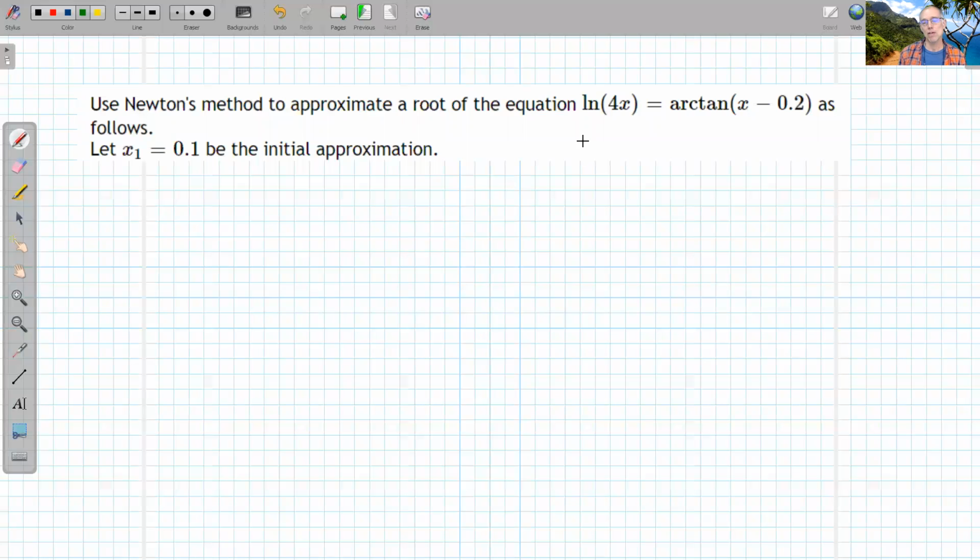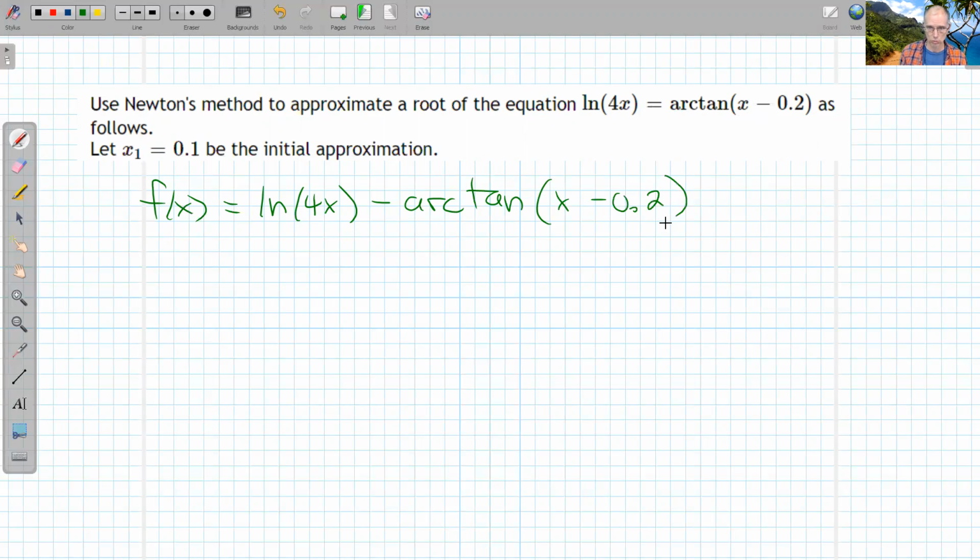All right, so this one we have to rewrite so it's equal to 0. And so I'm going to choose to subtract the arctangent over. So then my function in this case would be the natural log of 4x minus the arctangent of x minus 0.2. And then the big question here is, can we remember that derivative off the top of our heads?